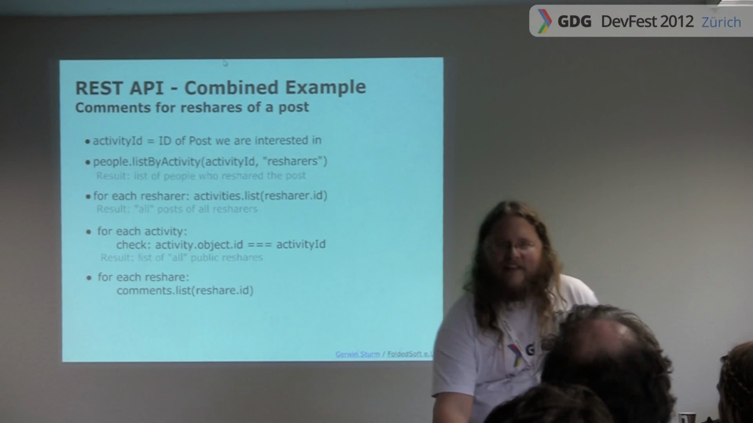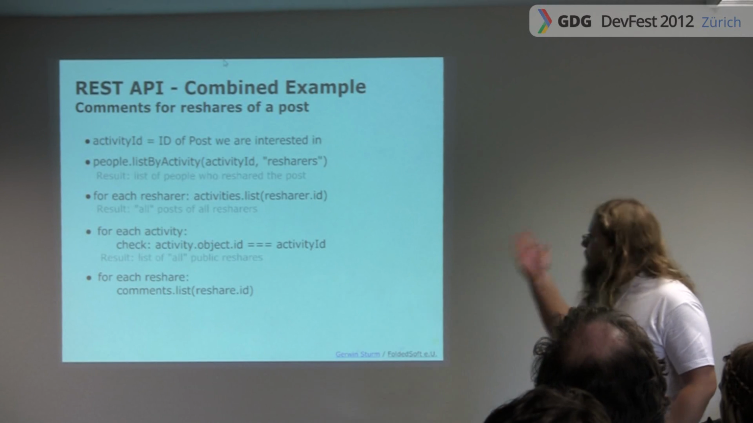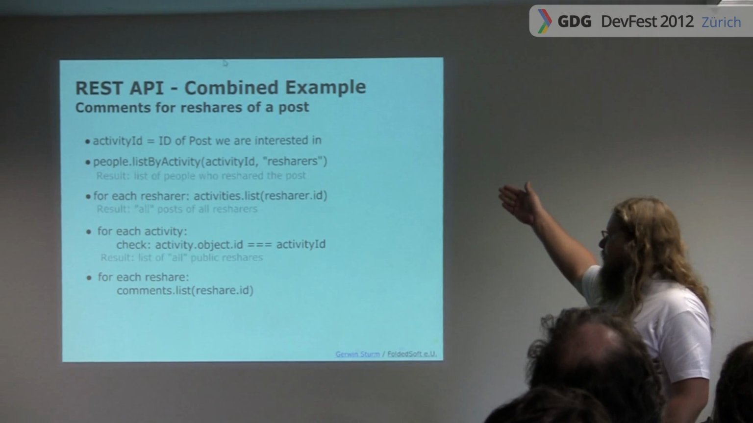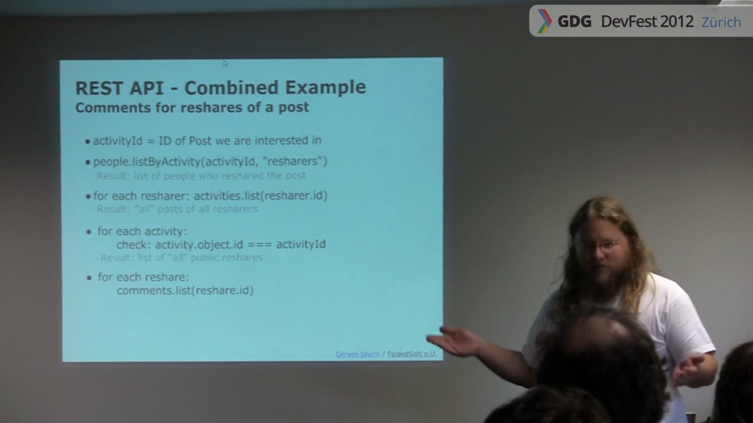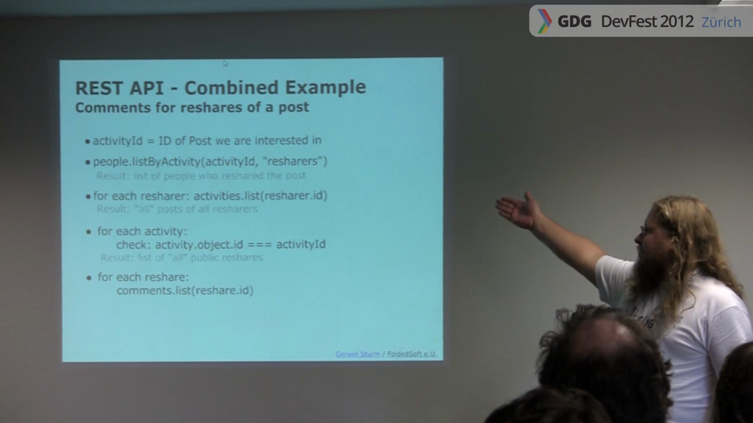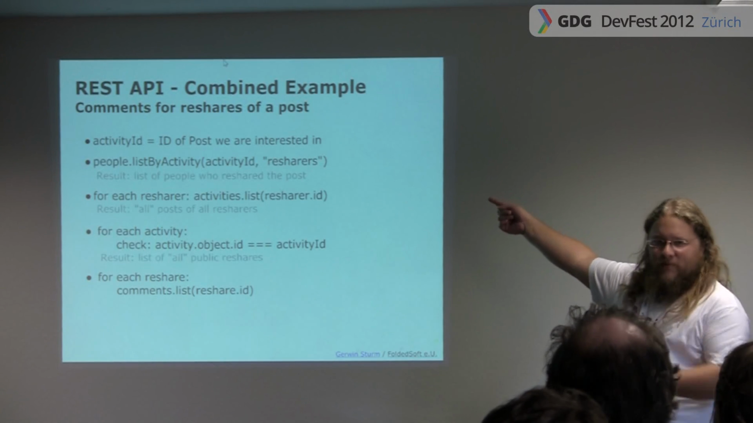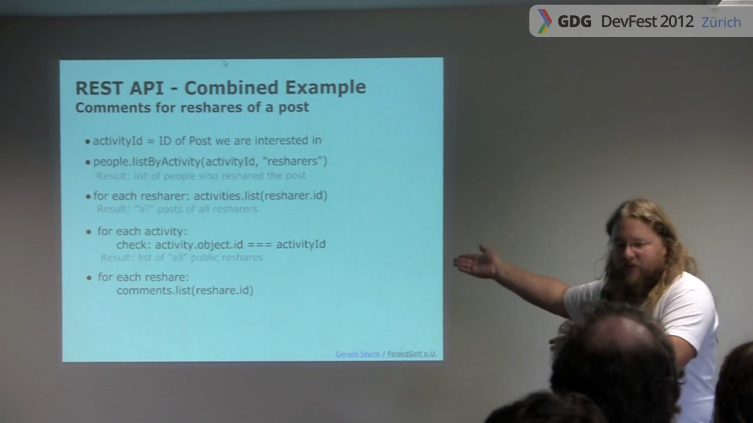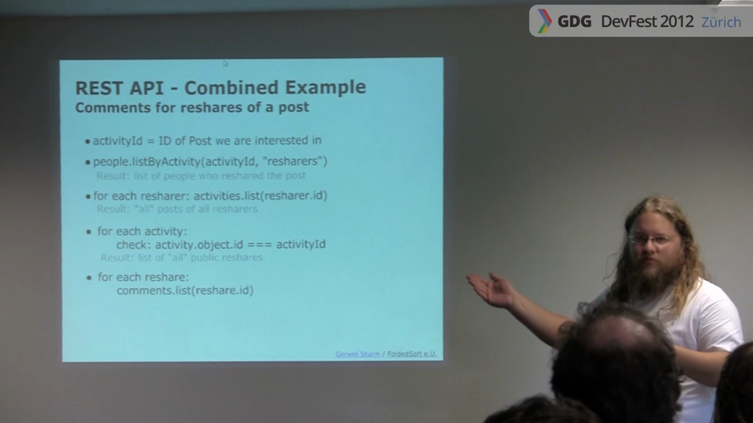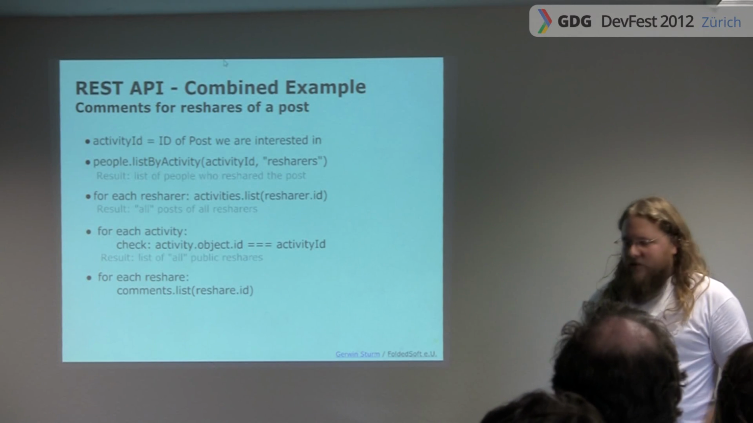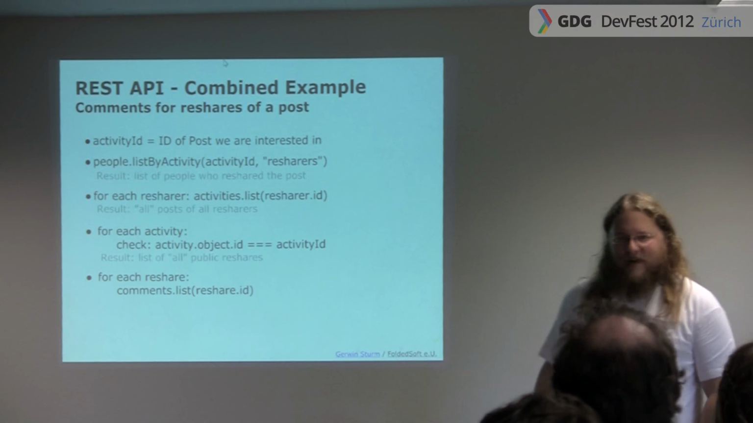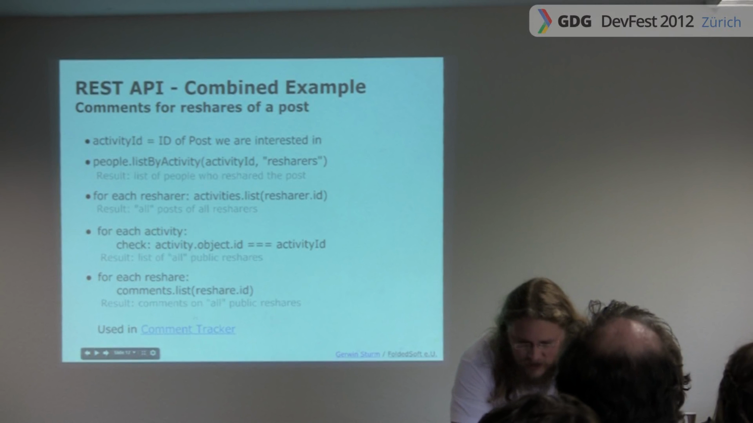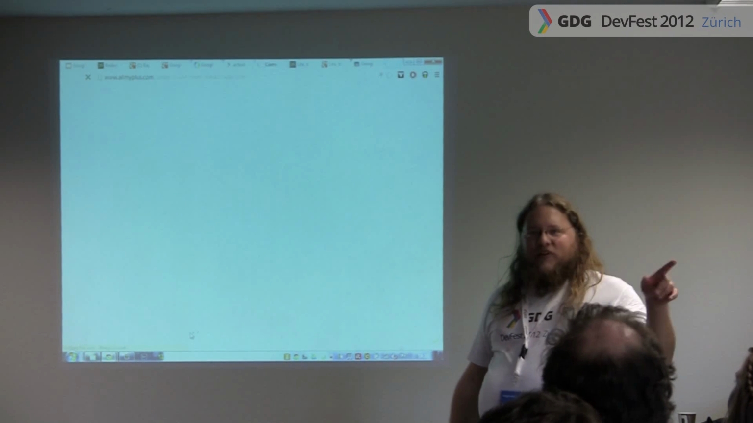Yeah, it's foreign keys. Because the problem in this case is, let's say that 100 people have reshared the post. You have one request to get the people, that's easy. You need 100 requests to get all the posts, and then you need another 100 to get the comments on those posts. So you're up to 200 requests to the API already. That's quite a lot, but I actually did it. So, does anybody know the comment tracker?